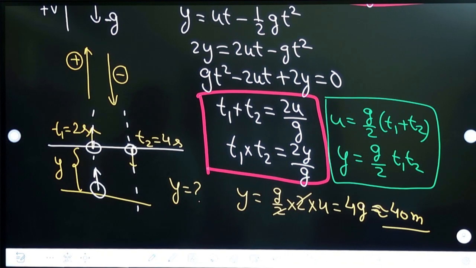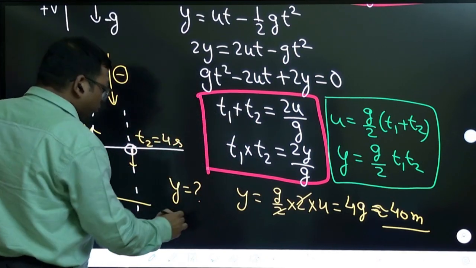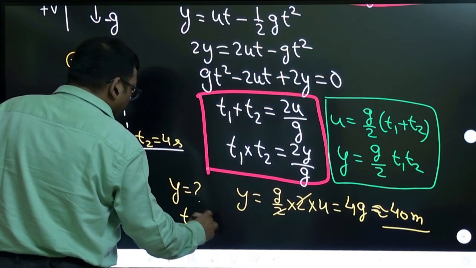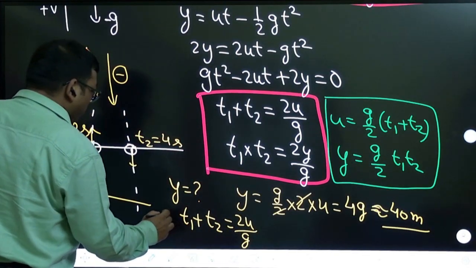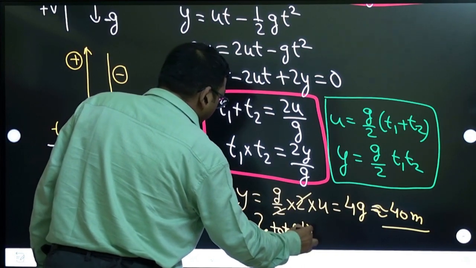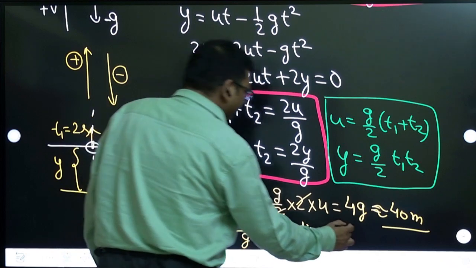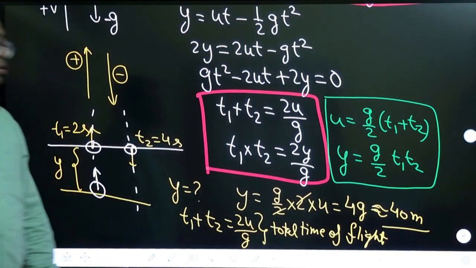And also note that t1 plus t2 is also the total time. So t1 plus t2 is 2u by g. It is the total time formula. This is the total time of flight. So motion under gravity is over.